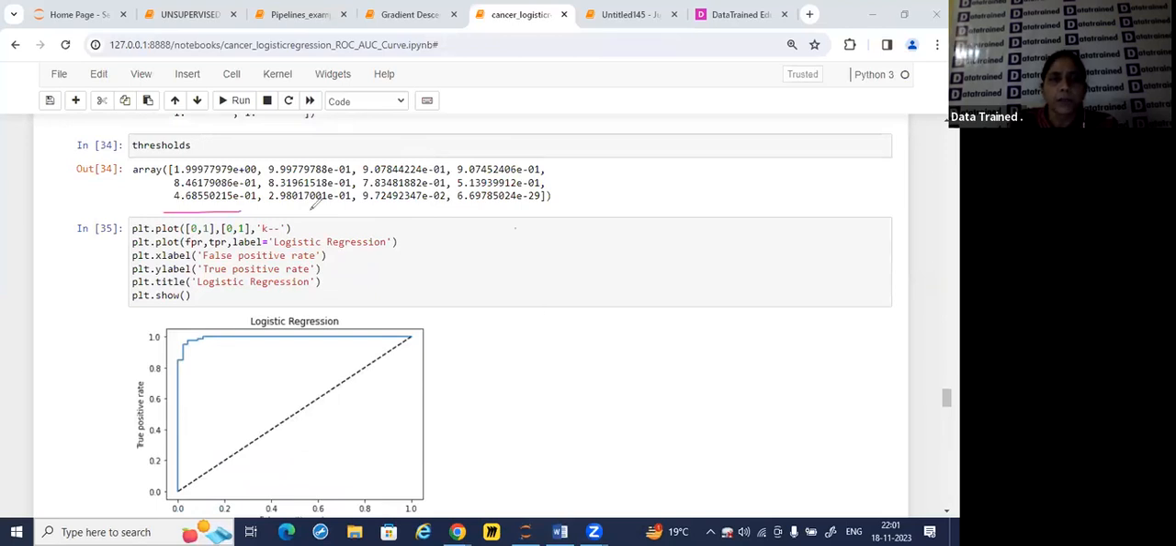Here I'm using matplotlib. This plt is the matplotlib.pyplot instance, and here is the plot method. I'm passing two arrays, 0 to 1 and 0 to 1, so it starts plotting from 0 to 1. The 'k--' will make dotted lines. Now I need the values FPR and TPR. You can see carefully, I am passing inside the plt.plot the false positive rate and true positive rate.